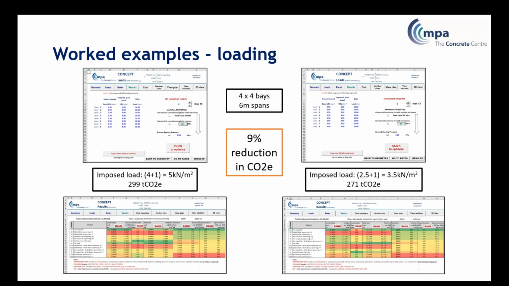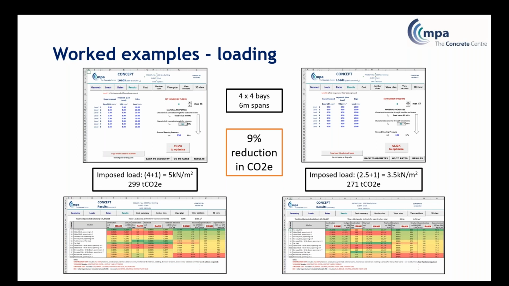In this second example, I've looked at the impact of reducing the imposed load on the structure. This example is based on an office building with 4 bays in each direction, each spanning 6 metres. The building's 8 stories high. A typical office floor might have a load of 5 kilonewtons per metre squared, which would be made up of an imposed load of 4 kilonewtons per metre squared and an allowance of 1 kilonewton per metre squared for partitions.